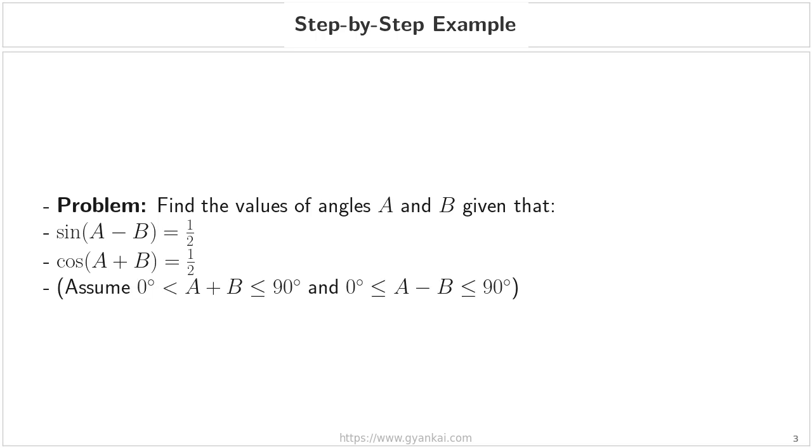To keep our calculations straightforward and focused, we will assume that both the sum of the angles, A plus B, and the difference, A minus B, fall within the range of 0 to 90 degrees. This ensures we are working within the first quadrant, where all trigonometric ratios are positive. Let's move on to the next slide to see how we break this down step by step.